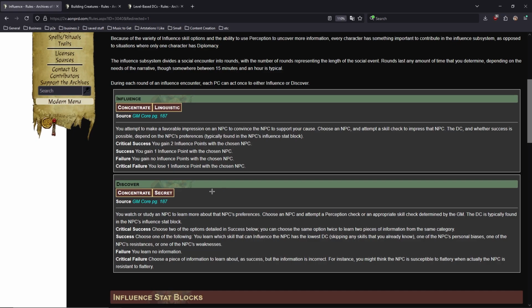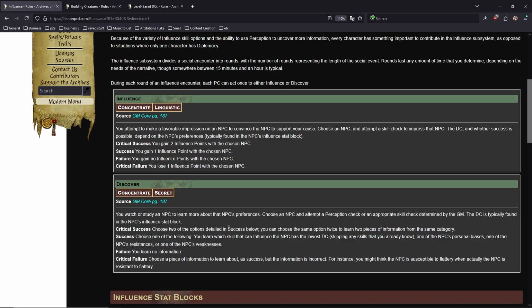But it also provides a secondary option for people to support their teammates, and this is to round out the skills and make it far more likely that an entire party will be able to contribute, with the Discover action, where in any given round of an influence encounter, you can either influence, attempting to build up those influence points, or discover, which is similar to recalling knowledge in combat. It's useful for learning parts of the stat block that might be useful to your party.